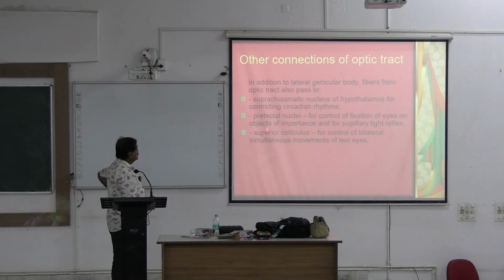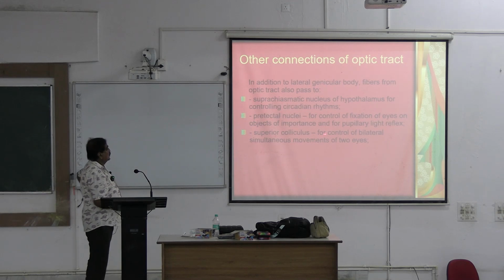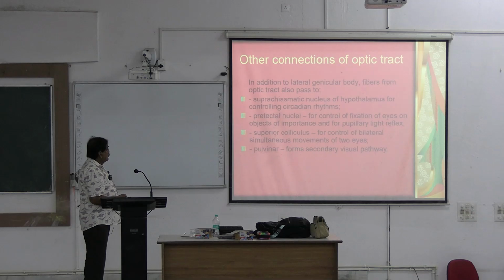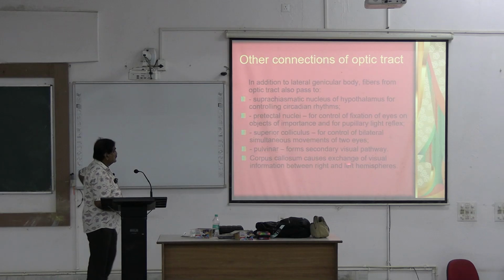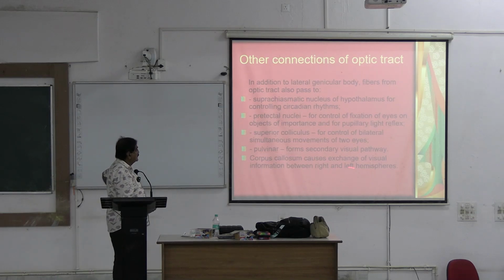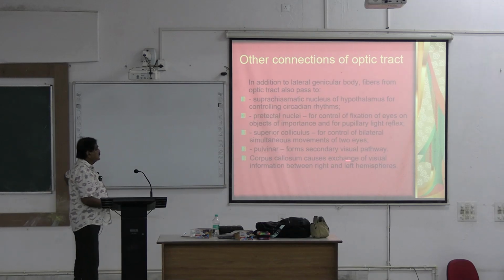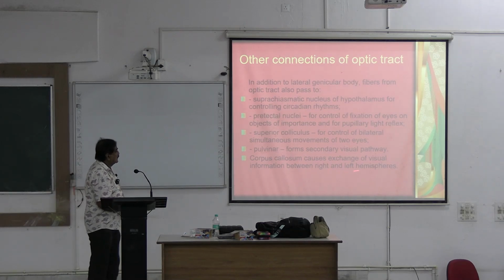Superior colliculus for control of bilateral simultaneous movements of the two eyes. Pulvinar forms the secondary visual pathway. Corpus callosum causes exchange of visual information between right and left hemispheres.